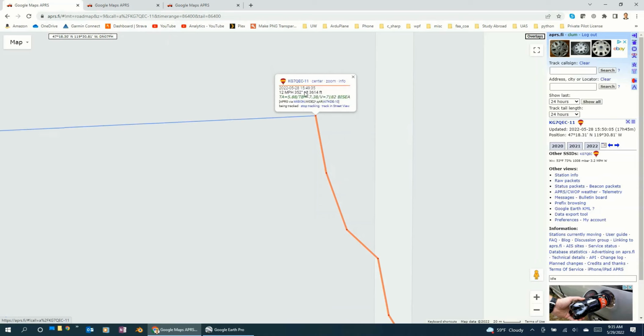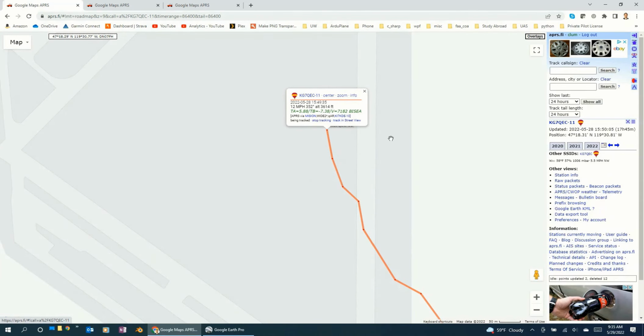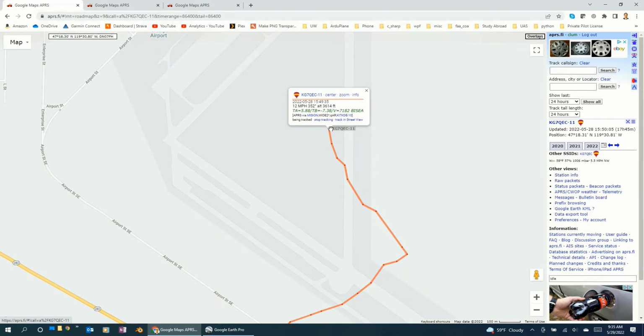This is the one that has altitude. Look at that, 3,600 feet. I think the airport surface here was about 1,200 feet or something like that. So about 2,000 feet AGL was the last time we heard a packet.